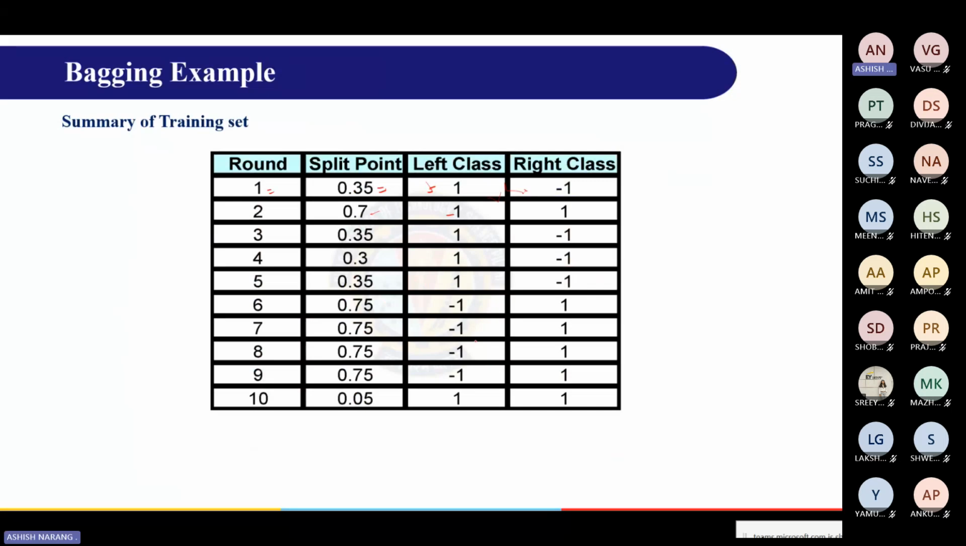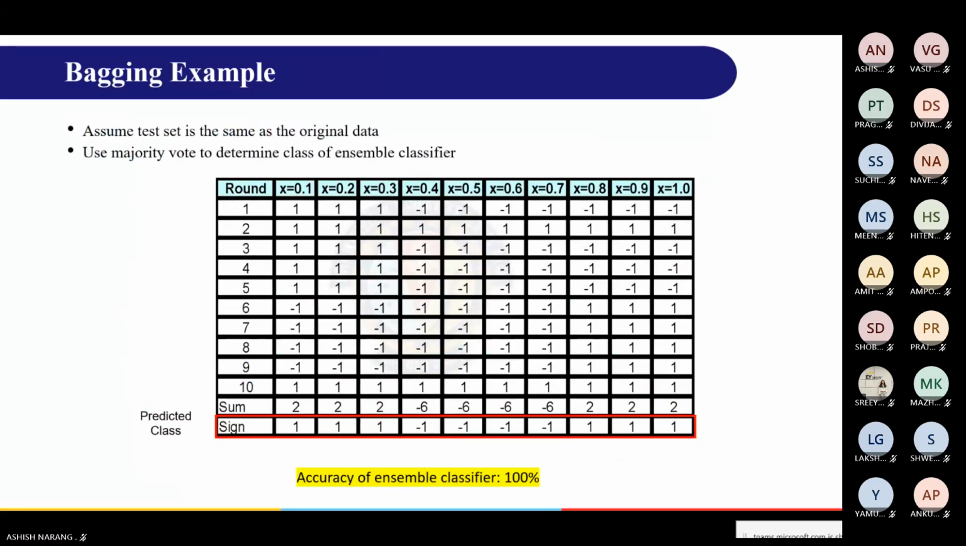Now, this is the summary of the bagging example as such, right? If I look at the ensemble part, assume the test is same as the original data, right? Use majority vote to determine the class of the ensemble classifier. Majority voting.